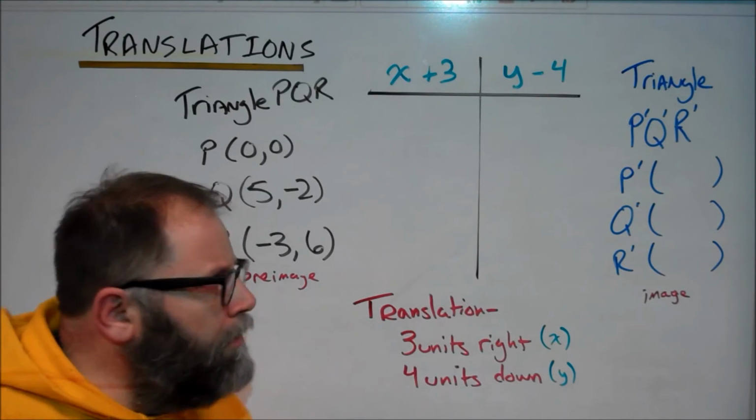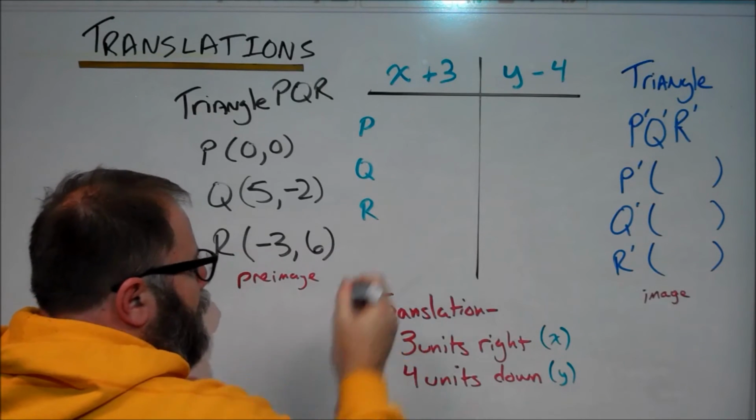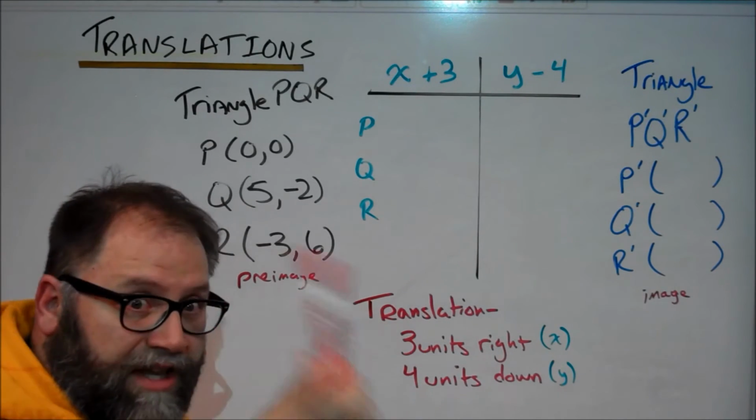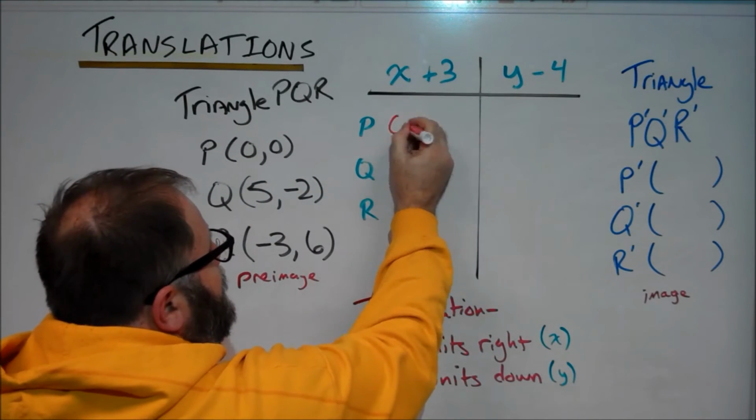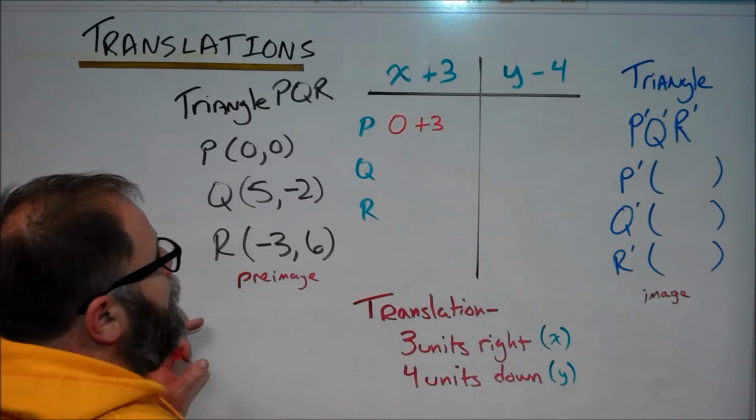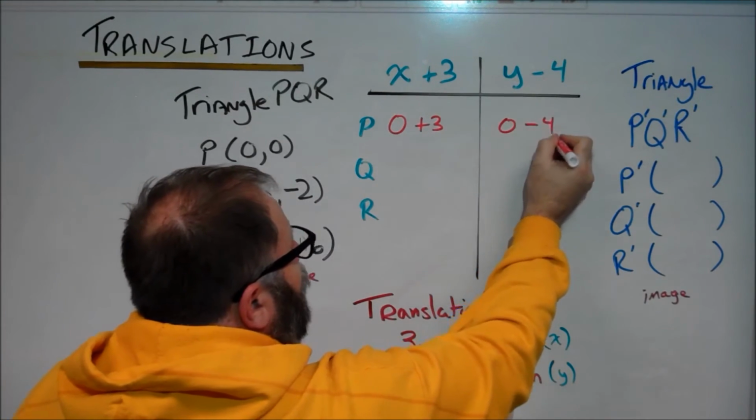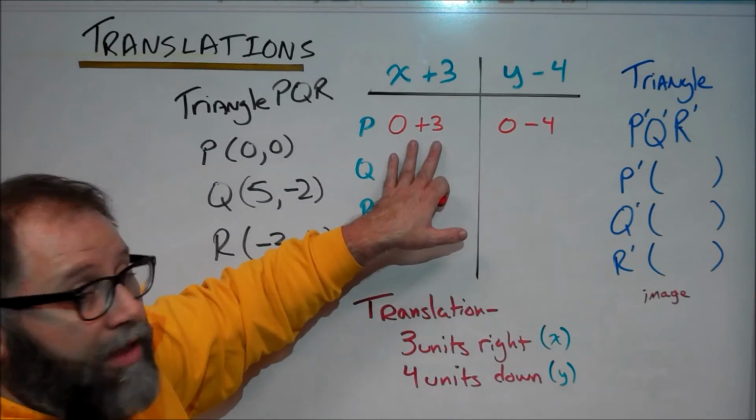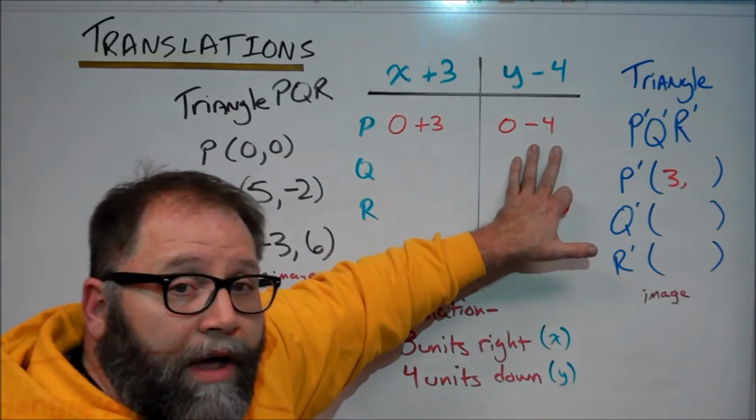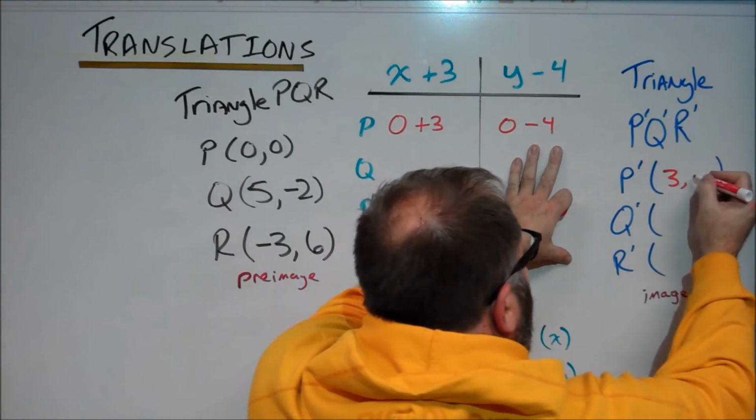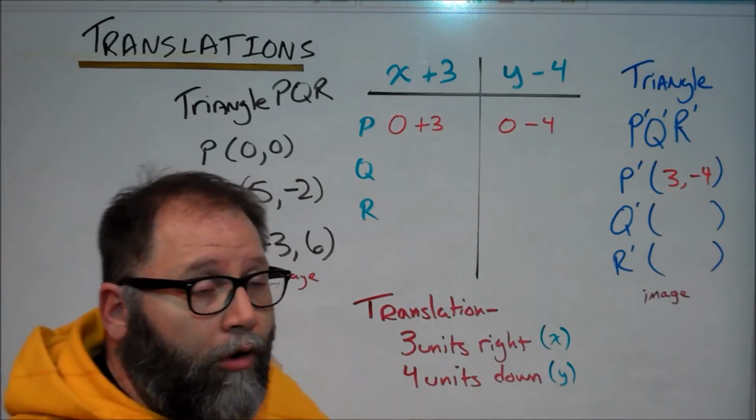All right, let's put them in. So I'm just going to put a P here, a Q here, and an R here. Let's get our red. So for P, I've got 0 plus 3. That's my x. I take my y, 0 minus 4. All right, so then 0 plus 3 is 3. 0 minus 4, remember minus 4, that's just combining 0 and negative 4, so P prime is 3, negative 4.